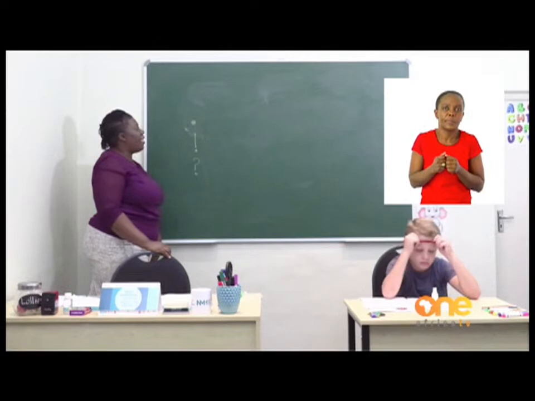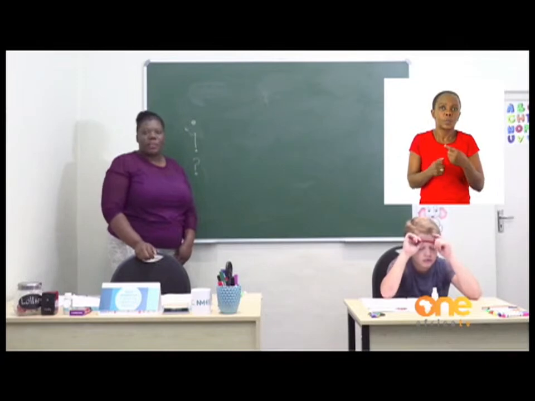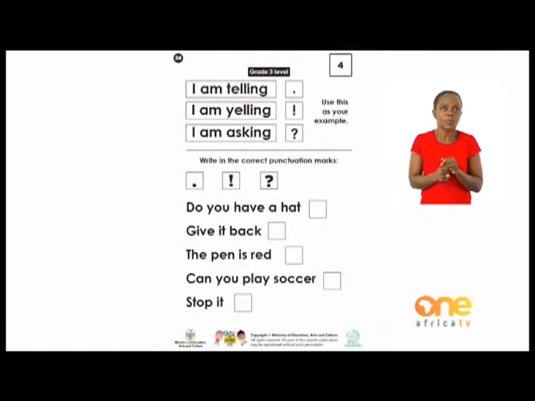Very good. There are some sentences that are written there. I am telling. It is a short sentence. We end it with a full stop. I am yelling. Do we just say I am yelling? Or you say I am yelling! We read that with an exclamation mark. I am yelling! I am asking. When somebody is asking, what do we put? We put a question mark. So I am asking is ended with a question mark.